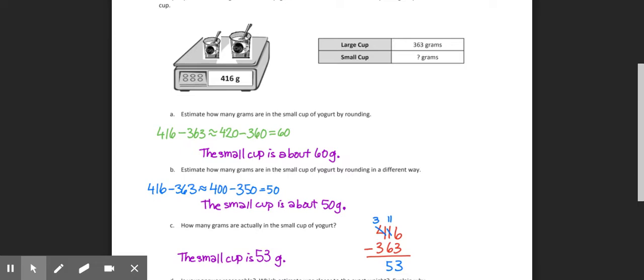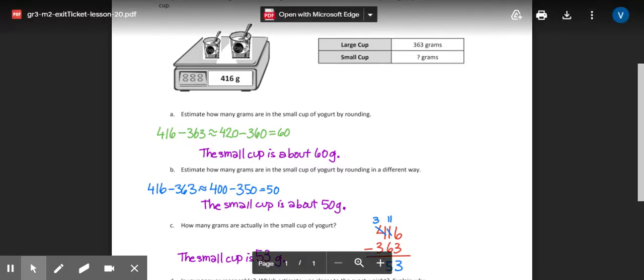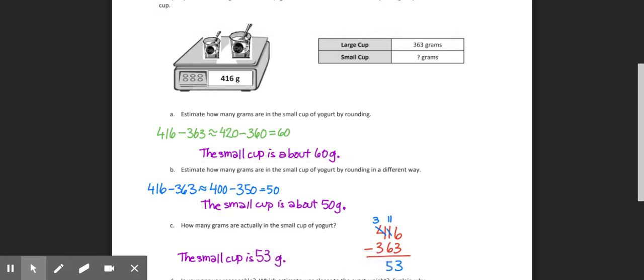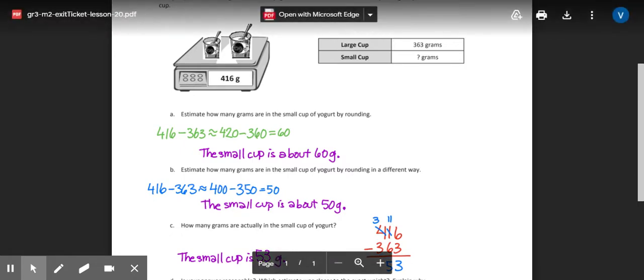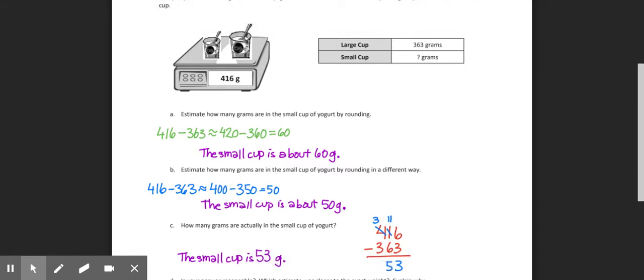Now, it doesn't tell you to round to tens. It doesn't tell you to round to ones. So let's see. The first thing I know is 416 is the total for both. I know I can subtract 363 grams from it. So we're going to round to the nearest tens. For the first one, 416, you know that 16 is between 10 and 20. 5 or more raise the score, so 15 or more, so it becomes 420.